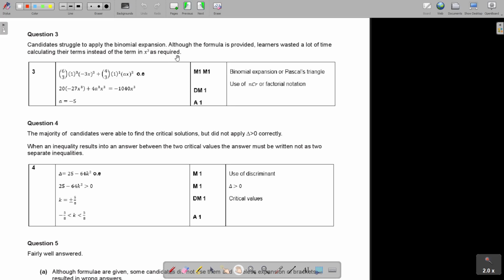Okay, I think even if you just use that formula, and I'm just quickly, no, I didn't write it beforehand, and I'm looking for it. If you just use this formula, it would have also helped you, just by saying that T r plus 1, let's just go, so r plus 1, equals n over r, a, that's your first term, n minus r, and then b, that's your second term, and that's r. Okay, so you can just work with that formula. Okay, and then they say a lot of time calculating their terms instead, and that was in my textbook also on page 84, instead of the term in x^3 as required. And then they just showed you just had to work out that two terms as we did, and then you get the value of a is equal to -5.